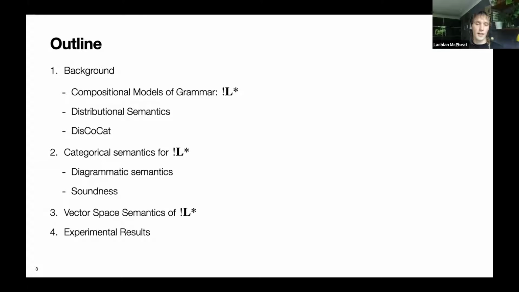And I'll introduce a diagrammatic calculus for this logic or this semantics so that we can prove soundness in a nice way. And then from there, I'll define vector space semantics of bang L star in terms of nice functors from the categorical semantics into FDVect. Then I'll hand over to Hadi and he'll explain how we actually test these models on data to see if we can actually do what we want to do.